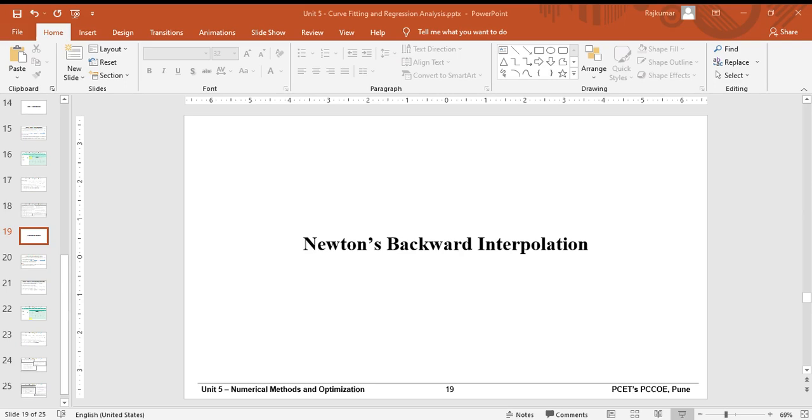Then we know x is 390, for which we need to find the value of y. h is 50, the constant interval. Then you can use this formula: x is equal to xn plus ph. Rewrite that equation in terms of p, put the values of x, xn and h. You will get the value of p as minus 0.2.